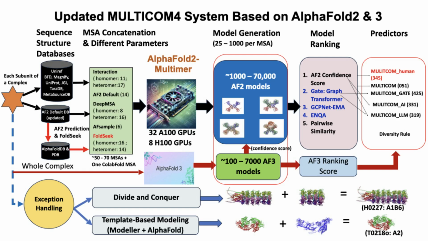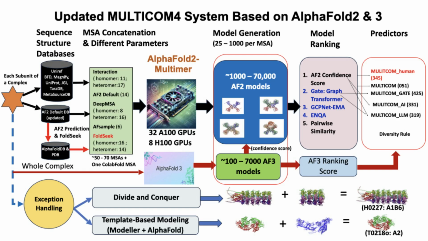Then we use multiple complementary metrics to evaluate and rank these models, including the AlphaFold confidence score, our own 3 deep learning-based model ranking methods, and also the average similarity between each model and other models in the model pool. Then these rankings are used by 5 predictors in different ways to generate the final 5 models. And we consider diversity, making sure the top selected models are not very similar to each other for the top 5 for the hard targets.